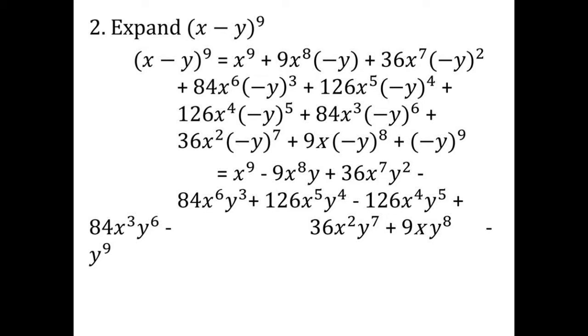The quantity 2a plus 2b to the fourth. The quantity 2a plus 2b to the fourth is equal to 2a to the fourth plus 4 times 2a cubed times 2b plus 6 times 2a squared times 2b squared plus 4 times 2a times 2b cubed plus 2b to the fourth, which is equal to 16a to the fourth plus 64a cubed b plus 96a squared b squared plus 64a b cubed plus 16b to the fourth.